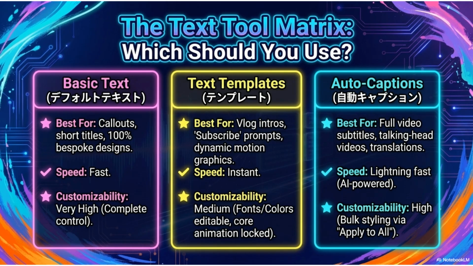The Text Tool Matrix. Which tool should you use? Basic text is best for bespoke designs with high customizability. Text templates are instant and perfect for vlog intros or subscribe prompts. Finally, auto-captions are lightning fast for full video subtitles and translations, allowing for easy bulk styling.